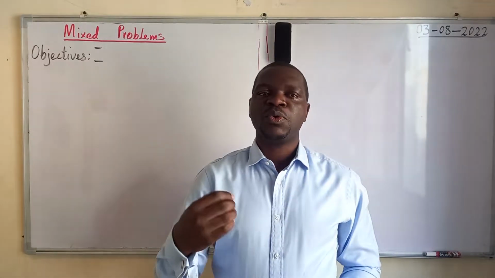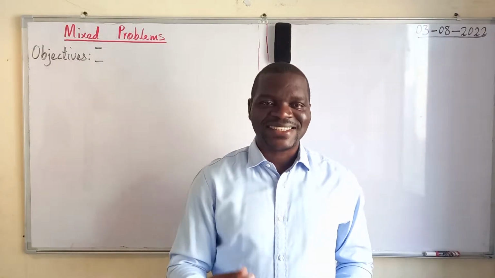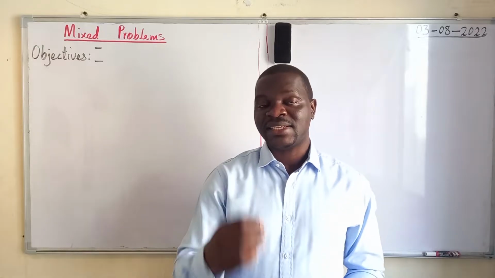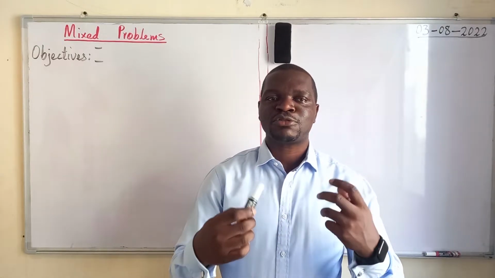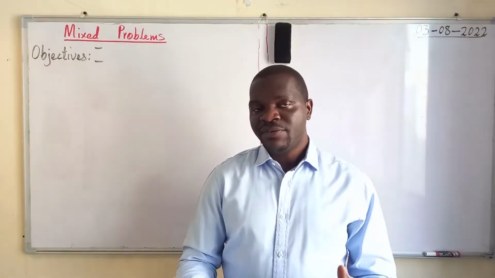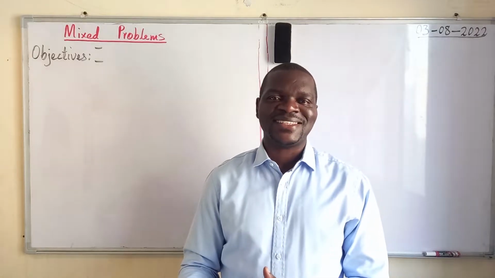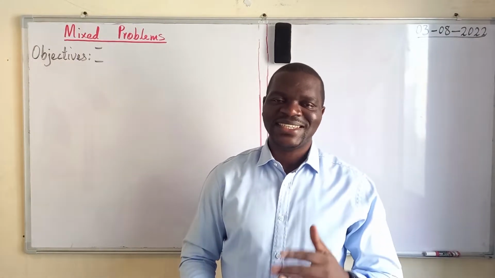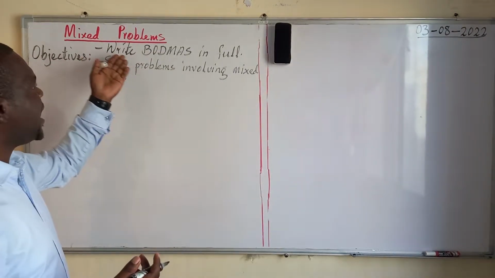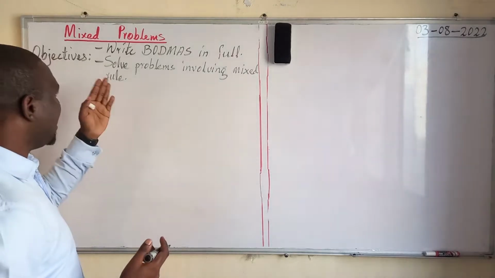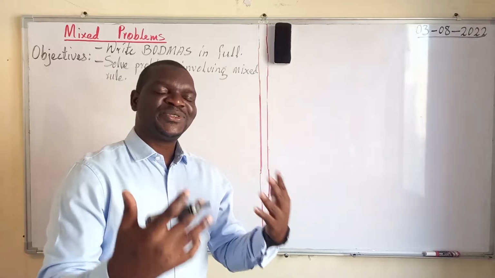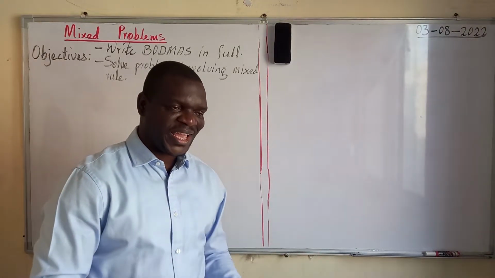First of all, we want to be able to state or write the meaning of BODMAS. And the second one is simply to solve problems involving mixed rule. If we are able to do this by the end of the lesson, we must have learned something great this day. As I mentioned before, the objectives are to write BODMAS in full and to solve problems involving mixed rule. We go straight into what we have for you today.